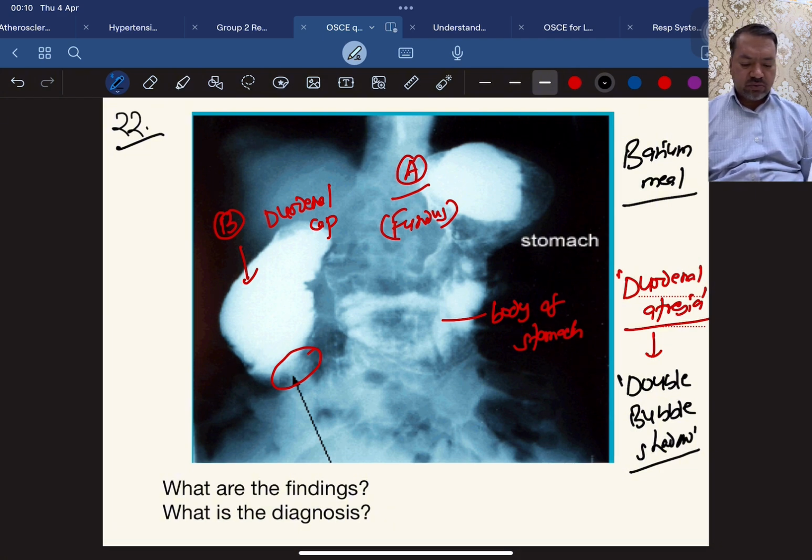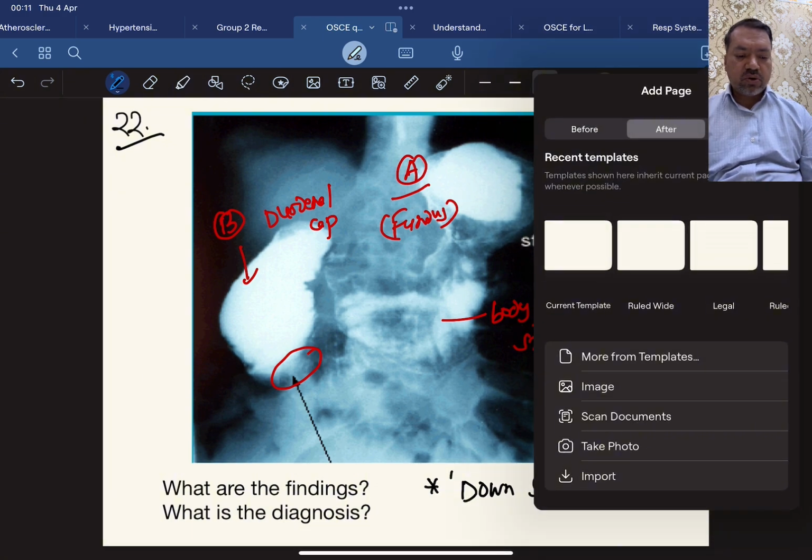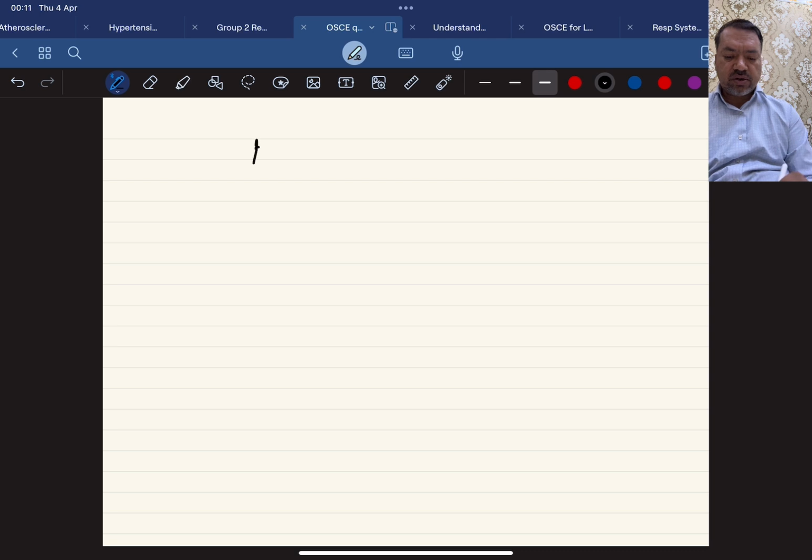One of the questions which is very commonly asked here is in which case duodenal atresia commonly occurs, and the answer is Down syndrome. This is one of the conditions where duodenal atresia is very commonly seen, so don't forget that. Now immediately there will be some more questions asked to you. What are the other findings in Down syndrome? Let's quickly talk about this in 1 to 2 minutes.